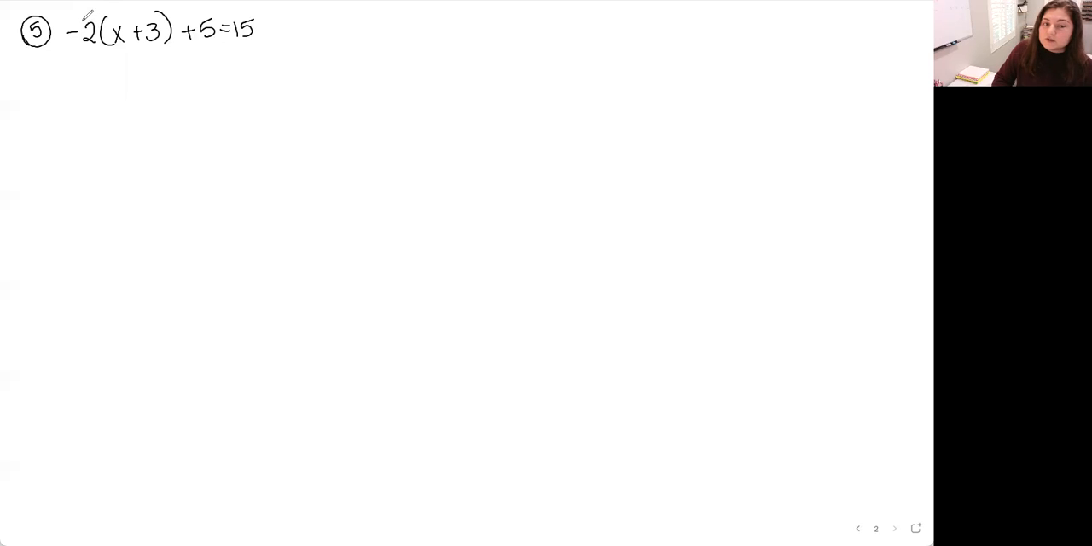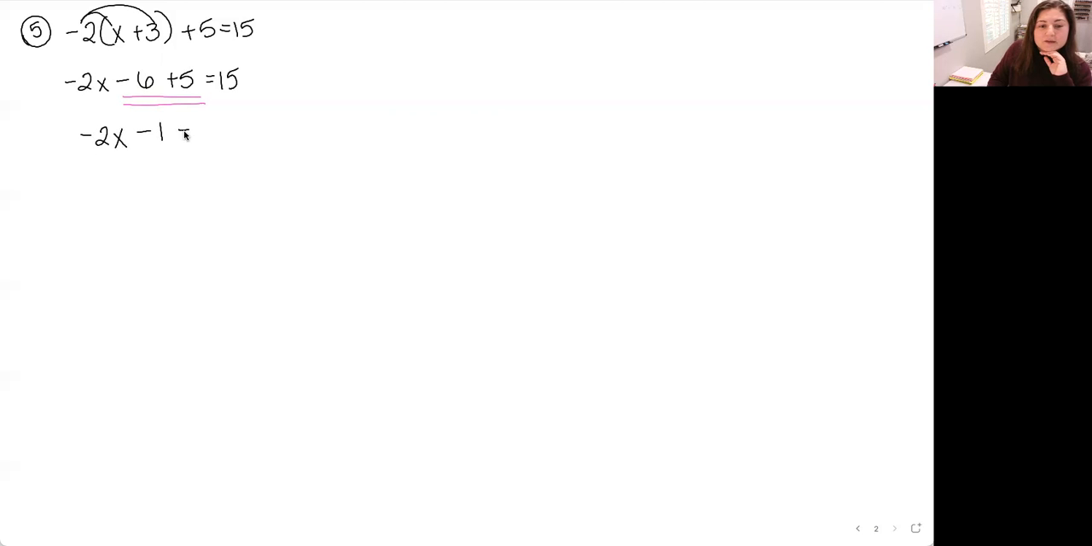So I'm going to go ahead, I'm going to start with distributive property. I'm going to have -2x minus 6, right? Because -2 times +3 is negative 6, and then +5 equals 15. Okay. So I'm going to combine like terms. In this case, I don't have x's that are like terms, but these two are like terms, this -6 plus 5. So -6 plus 5 is actually -1. So I have -2x minus 1 equals 15.